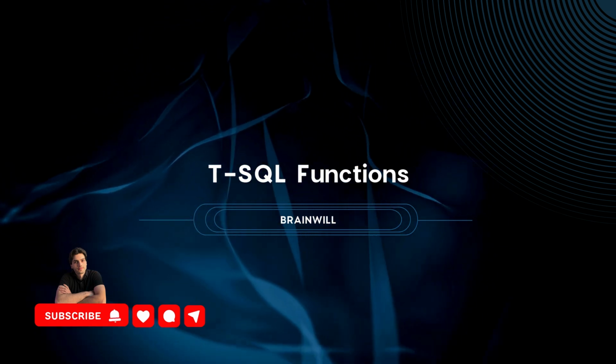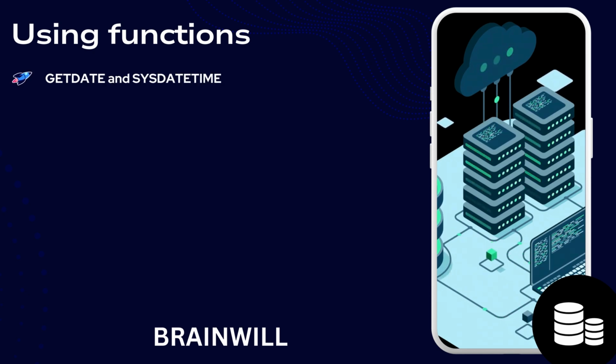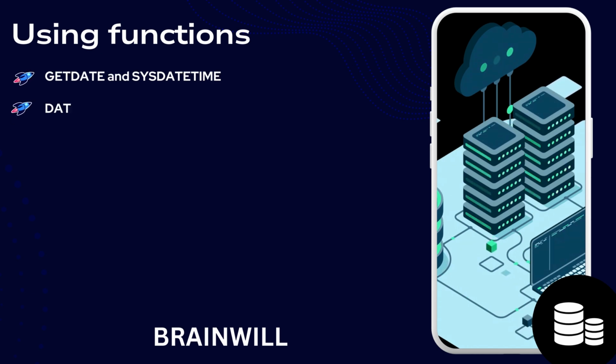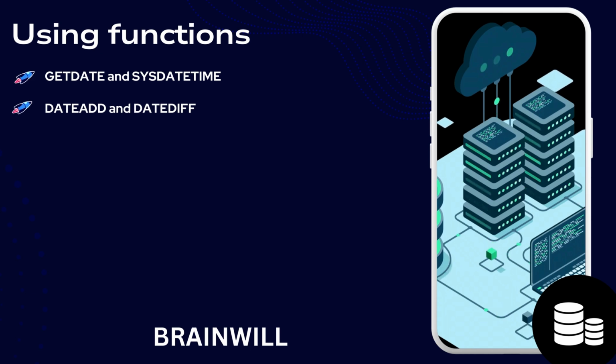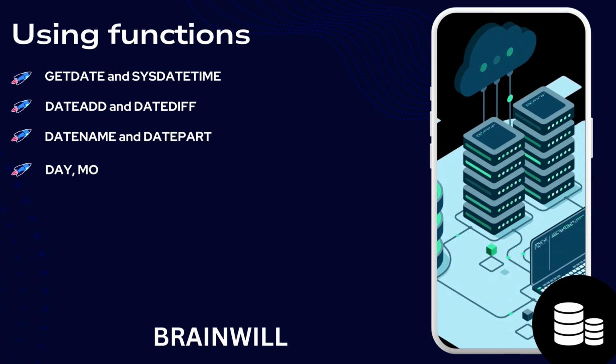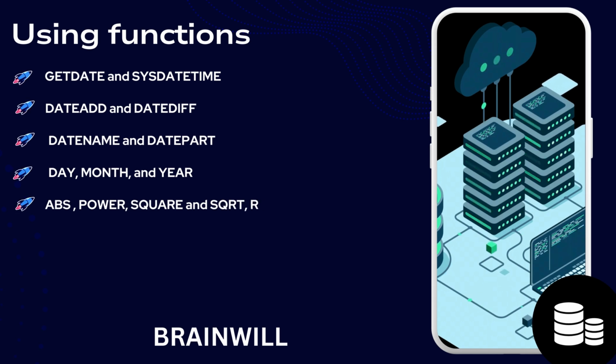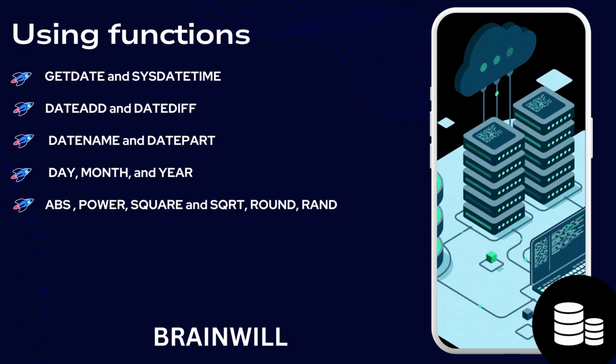In this video, I will be explaining the following functions: GETDATE and SYSDATETIME return the current date and time of the server. DATEADD adds a number of time units to a date. The DATEDIFF function allows you to find the difference between two dates. DATENAME and DATEPART functions return the part of the date specified. Also, we have the DAY, MONTH, and YEAR functions, which work like DATEPART. The ABS, SQUARE, ROUND, and RAND functions are mathematical functions.